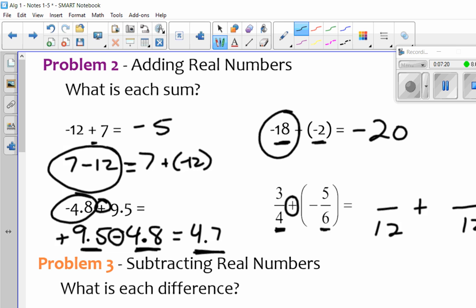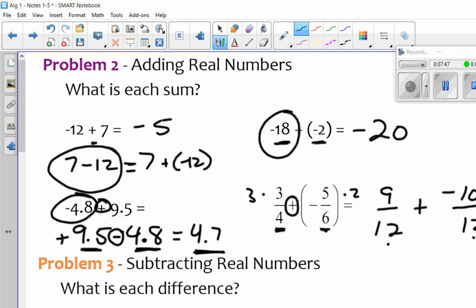So the denominators both need to be 12 now for me to be able to add these together. But when I change the denominator, I have to change the numerator. So what did I do to the 4 to make it a 12? I had to multiply it by 3. So I have to multiply the top by 3. And that's going to get me 9. Okay. The second fraction, to get 6 to be a 12, I had to multiply it by 2. So I'm going to have to multiply the top by 2. And that's going to get me a -10.